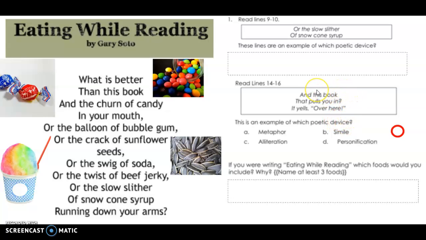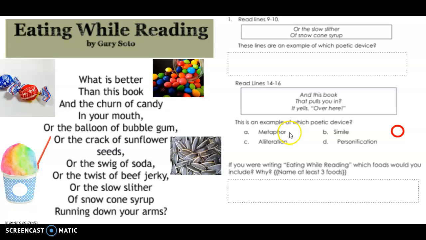So a book pulling you in and yelling. Is that a metaphor, a simile, alliteration, or personification?